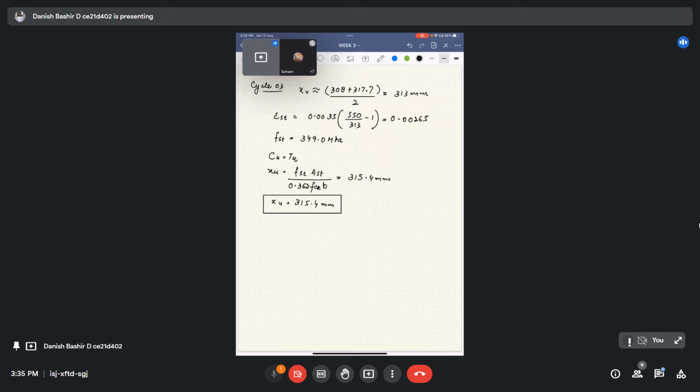In this way, you have to calculate the depth of the neutral axis. If the depth initially, from Cu equals Tu by considering the stress in the steel as 0.87 Fy, comes out greater than the maximum depth of the neutral axis, you have to perform a cycle of iterations to get the actual depth of the neutral axis XU as 315.4 mm. So this is our neutral axis depth. Now we have to calculate different things. First thing we will calculate is the ultimate moment of resistance.